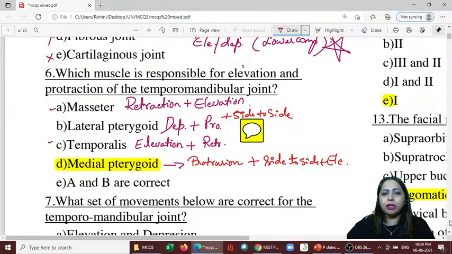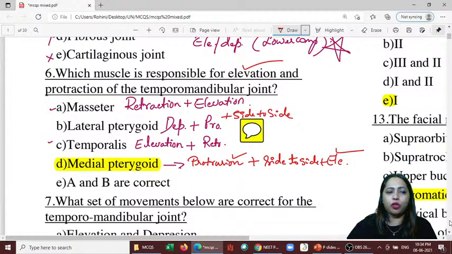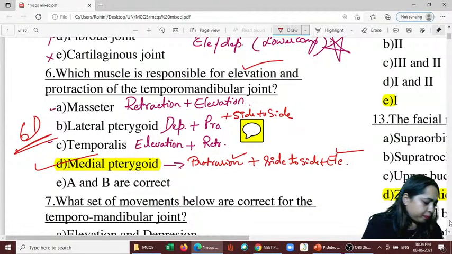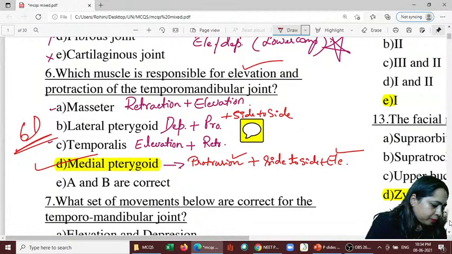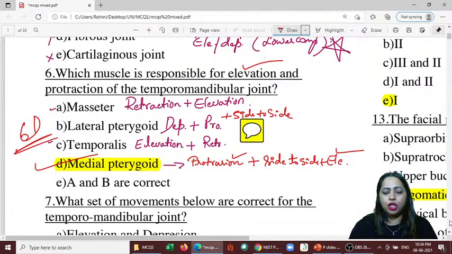So what we have here is the combination of elevation and protraction. So we have to put those two. So protrusion and elevation is what we are picking. So the answer is D. 6D is the answer. Okay, so that is the answer. Next one.